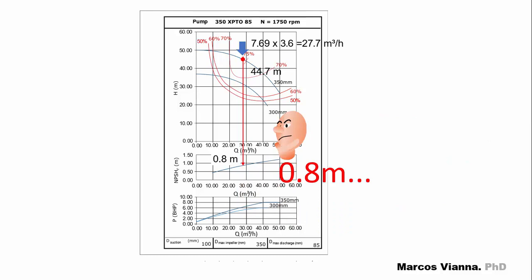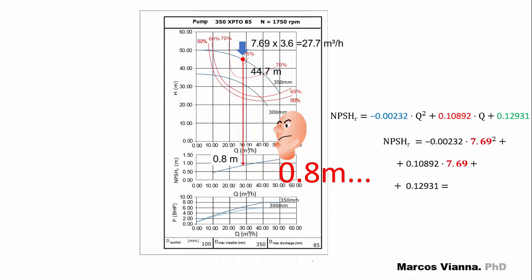And now the last one. This is what we have to do to find the required NPSH. We trace a vertical line from the operating point to the corresponding curve and find 0.8 meter. But if we use the NPSH equation, we just substitute the values and find 0.83 meters.